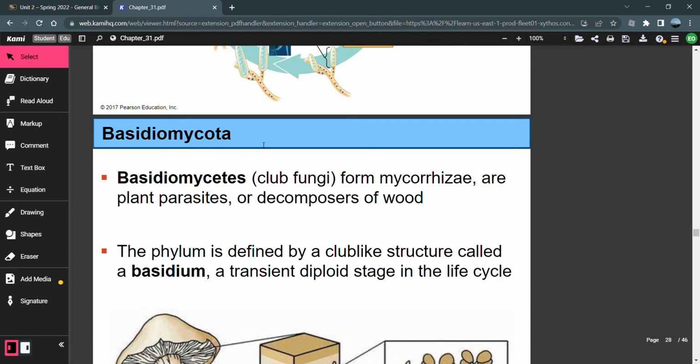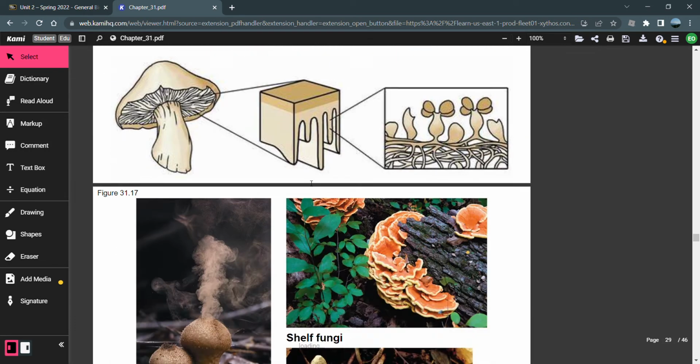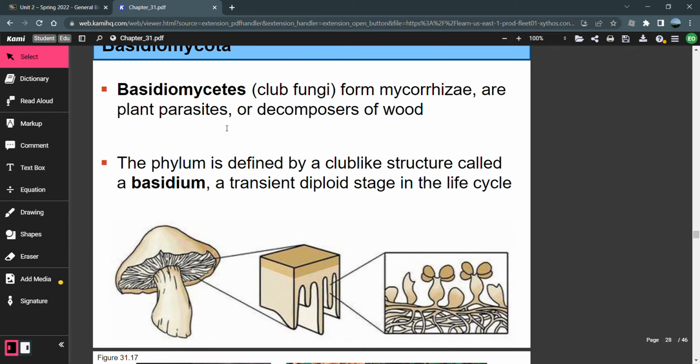The basidiomycetes produce spores, and they form mycorrhizal relationships and are plant parasites and or decomposers of wood. The phylum is defined by the club-like structure called the basidium.